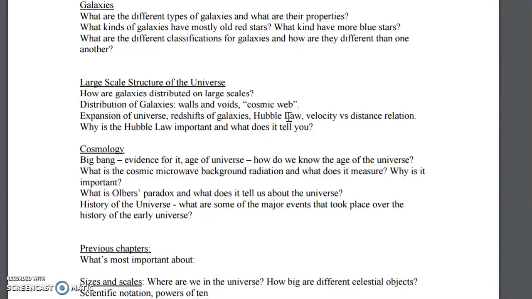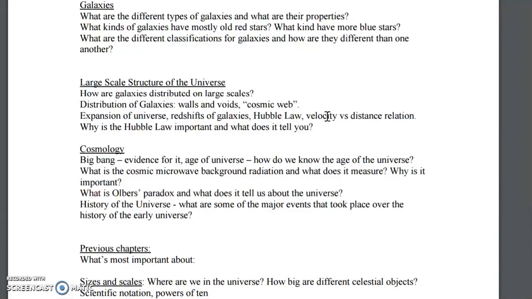We find the galaxy's velocity through its redshift, and then we can correlate velocity, redshift, and distance using the Hubble constant. Okay, so if you find the redshift for a galaxy, that tells you its velocity, and knowing the Hubble constant, you can use velocity to convert to distance.